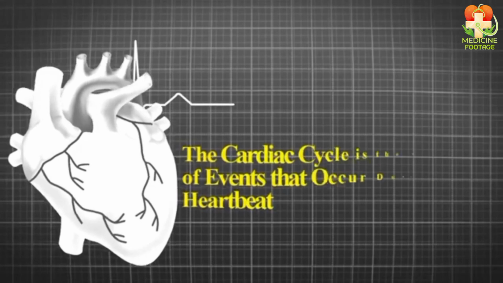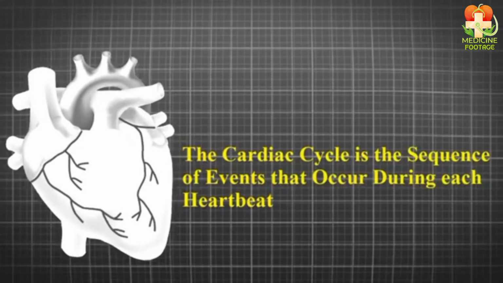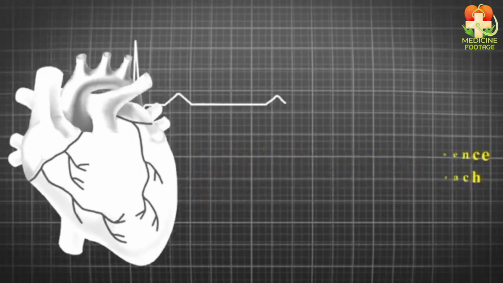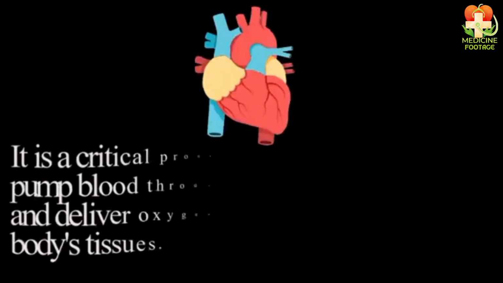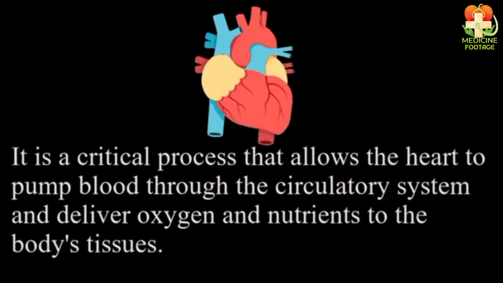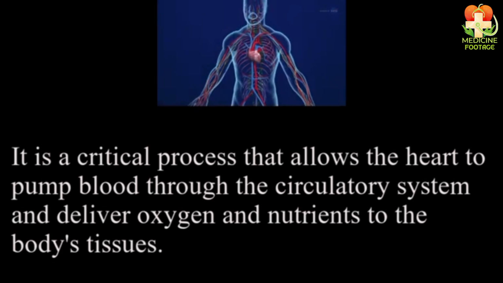In this cardiac cycle, several events take place. With every heartbeat, certain events occur. We divide these events into phases. In each cycle, the human heart pumps blood to the entire body, supplying oxygen and nutrients to every part.